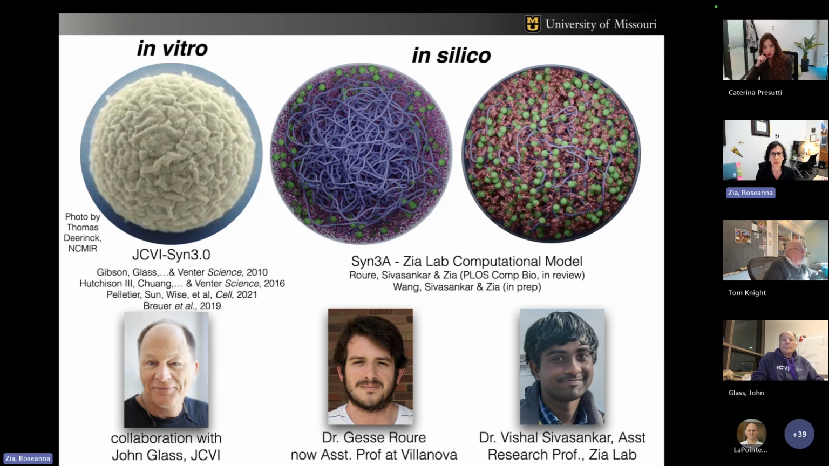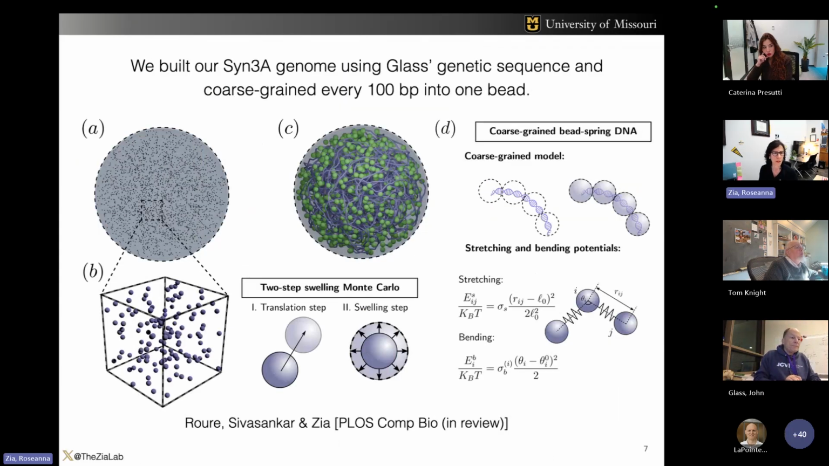To do so, we used a mesoscale resolution whole cell model of Syn3A that we built using Brownian dynamics simulations. And this is work led by my former postdoc, Dr. Jesse Roy, who's now an assistant professor at Villanova, and Dr. Vishal Sivasankar, who's an assistant research professor in my lab.